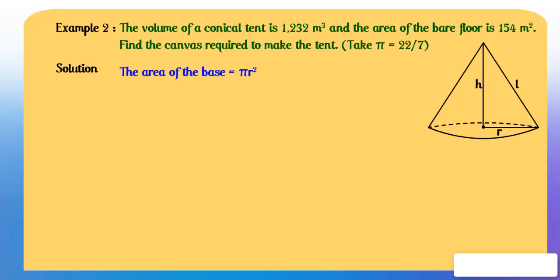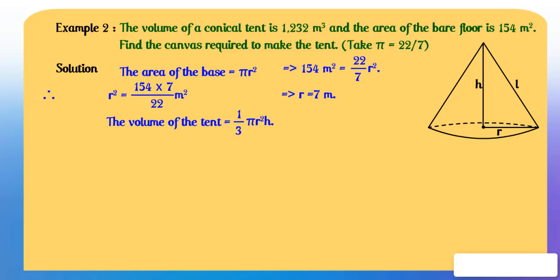Let's solve this. The area of the base is equal to pi r square. This implies 154 meters square is equal to 22 by 7 r square. Therefore, r square is equal to 154 into 7 by 22 meters square. This implies r is equal to 7 meter.